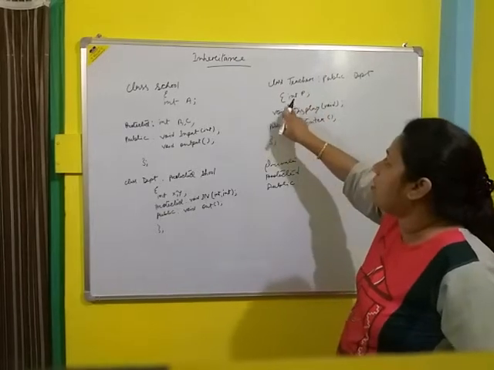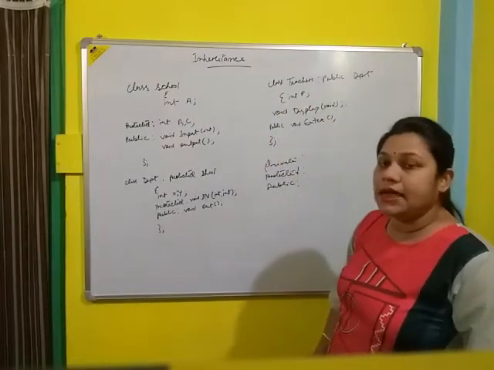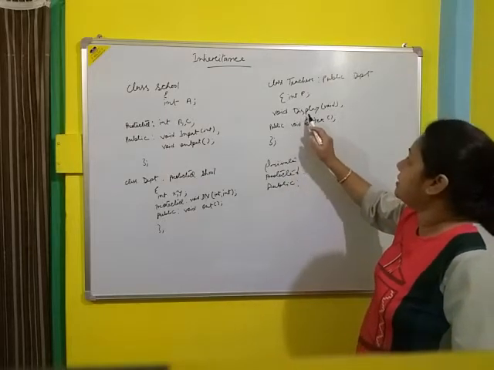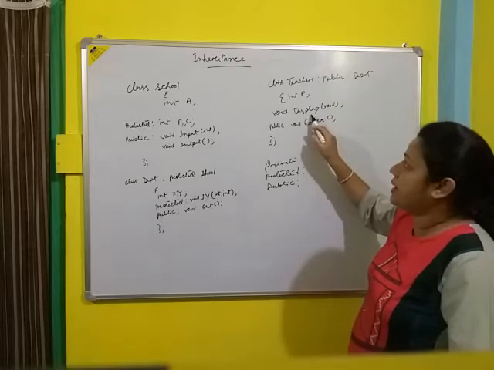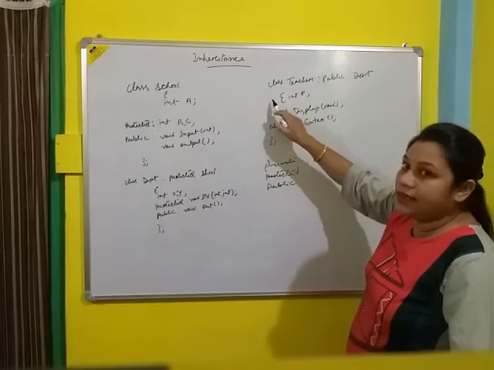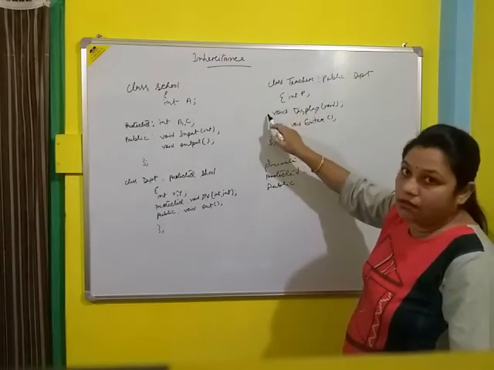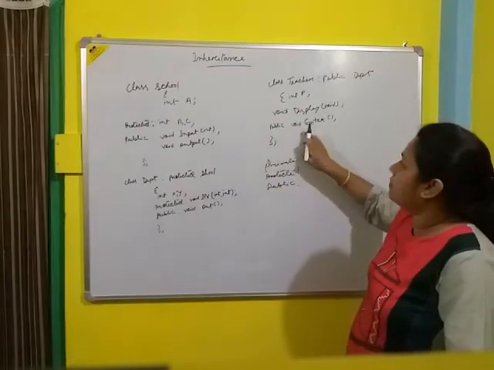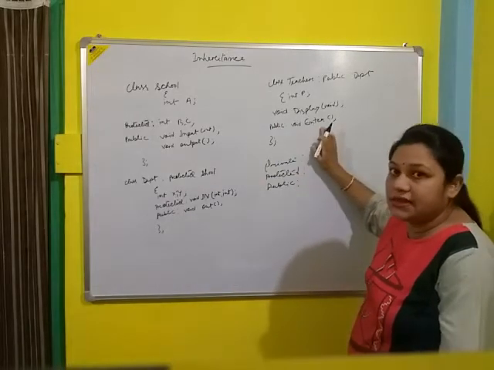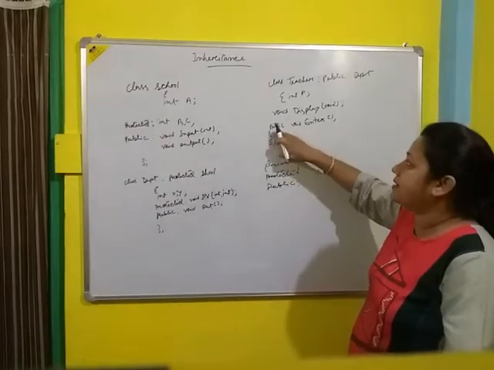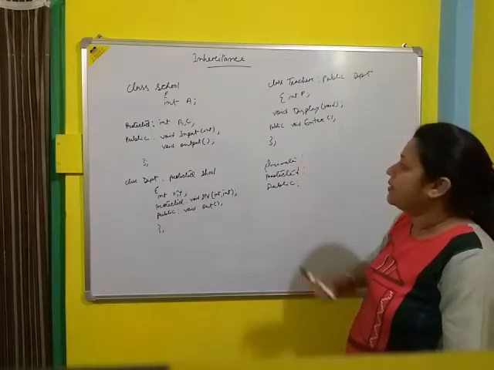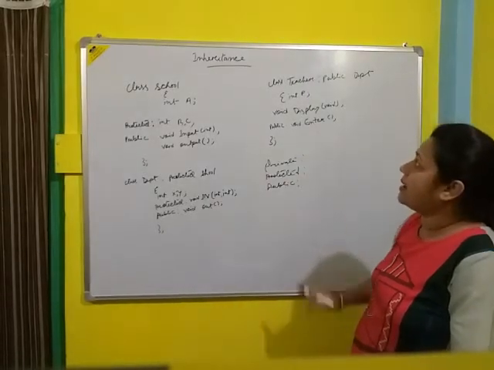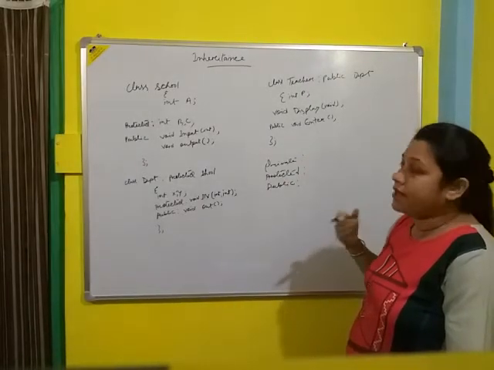So what do we have? We have integer p. This is a private data member of the class teacher, and we have a function named display that is inside the private access specifier. And we have one more function, the name of the function is enter, and that is declared inside the public level of the class teacher. Then the end of the class teacher, with the semicolon, ends the declaration of the derived class teacher.